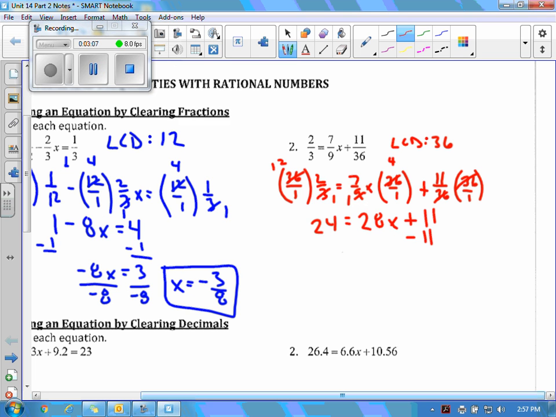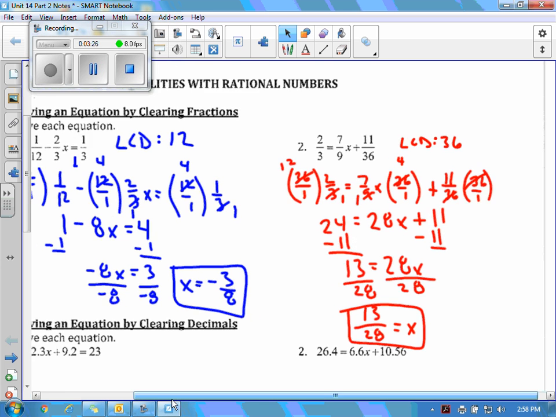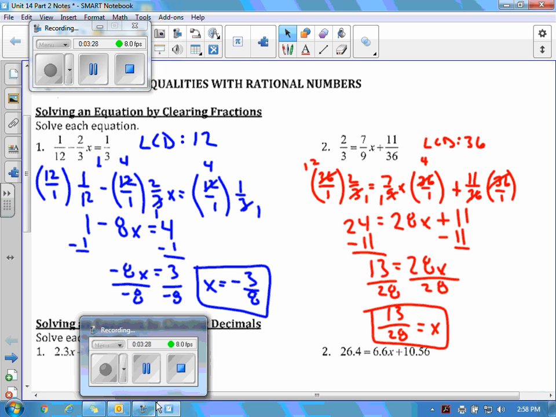Then I'm going to subtract 11 from both sides. So I'm trying to get x by itself. So that's 13 equals 28x. And then my last step to get x by itself is divide by 28. So 13 over 28 equals x. Alright, so that is solving an equation by clearing fractions.